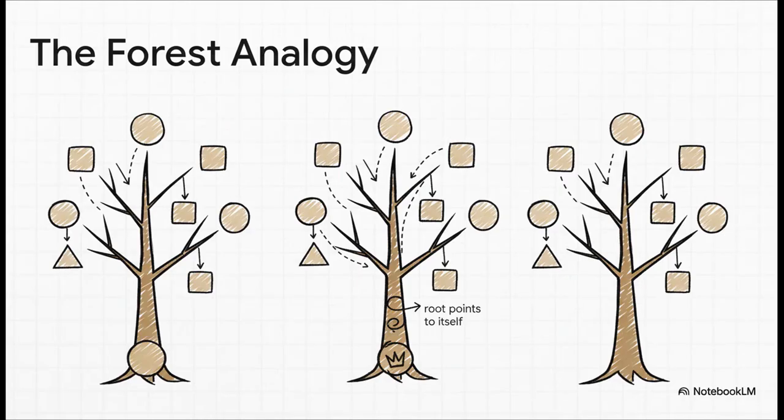And honestly, the absolute best way to visualize this is to think of it like a forest of trees. Seriously. Imagine each group is its own tree, and every item is just a node in that tree. The very top of the tree, the root, well, that's like the unique ID for the whole group. All any node has to do is remember who its parent is. And the root, it's its own parent.